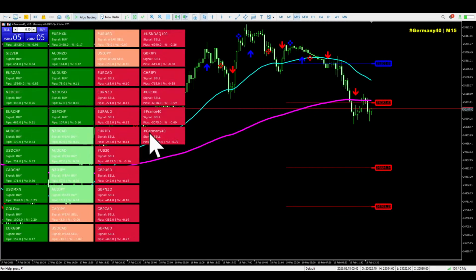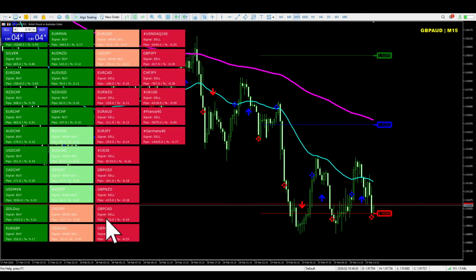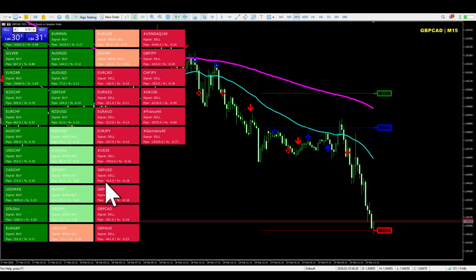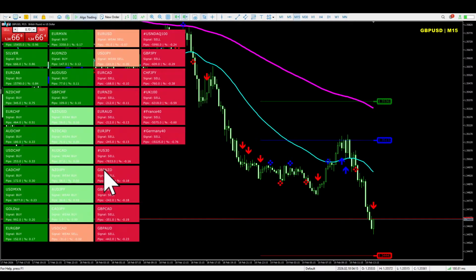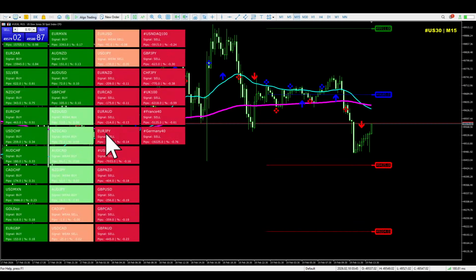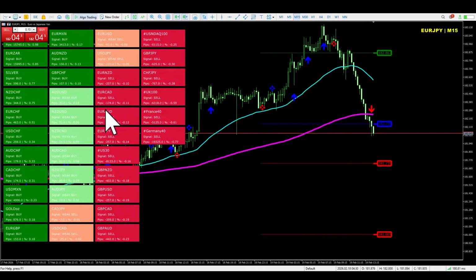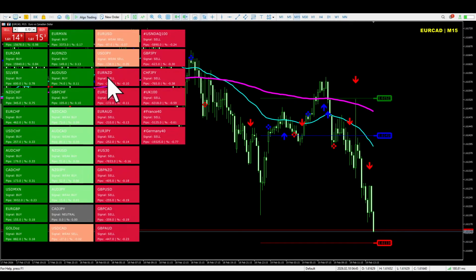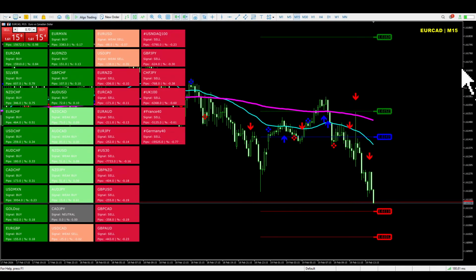So let's see which market looks attractive. Sometimes I like to just jump around between charts. Okay, we're finding one right there, GBP USD. Let's see which other one is looking attractive right now. Euro JPY is looking attractive. All right, let's stick with Euro CAD for now.